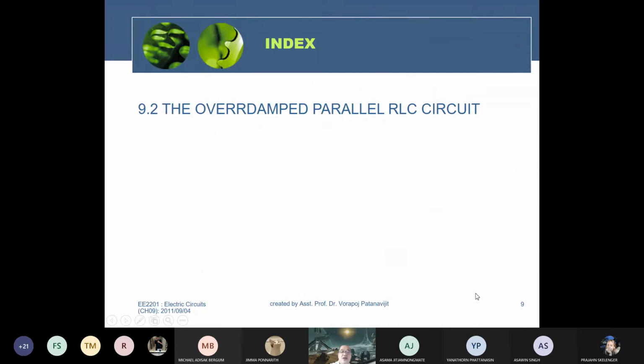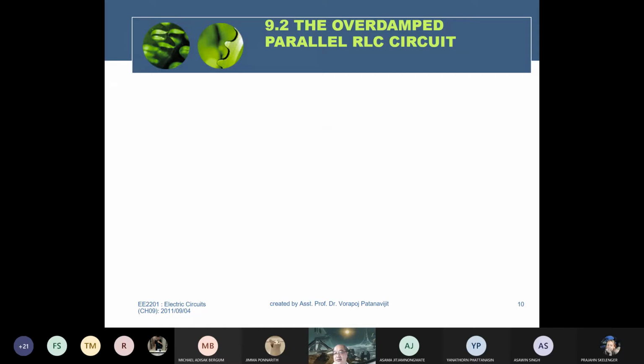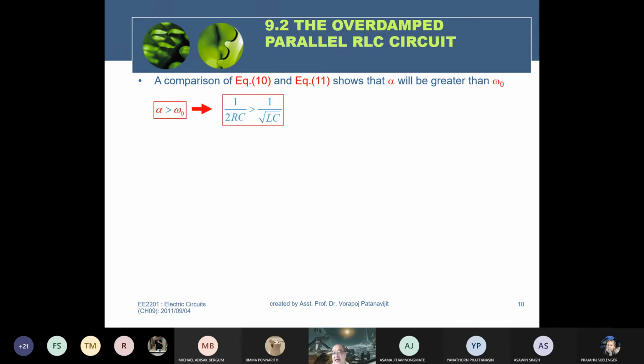Now we consider the first case, the overdamped case. A comparison of equations 10 and 11 shows that alpha will be greater than omega. Alpha equals 1 divided by 2RC, and omega equals 1 divided by the square root of LC. It's greater than, you recognize it.